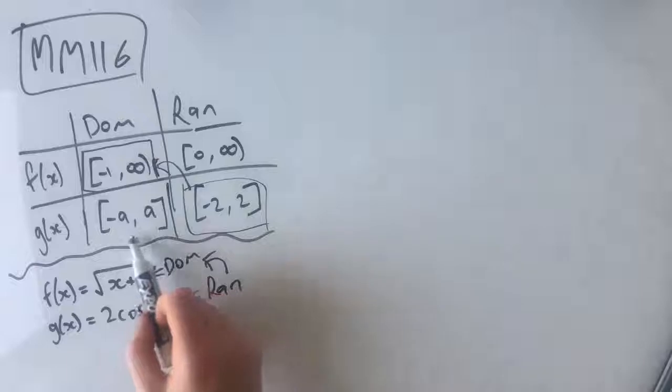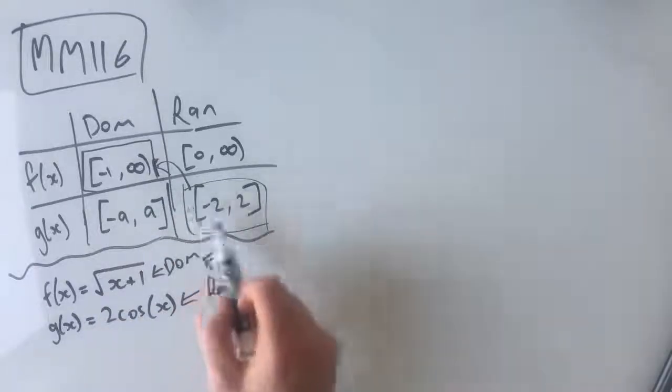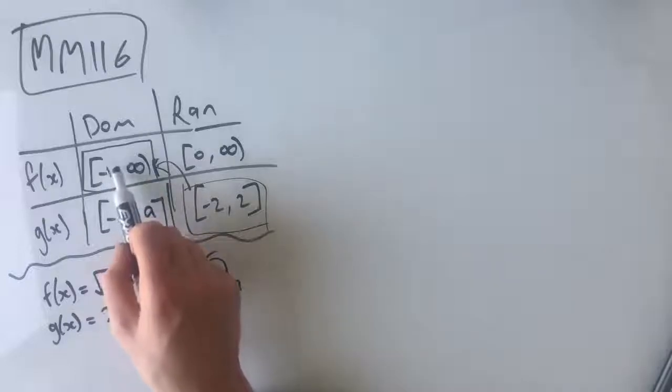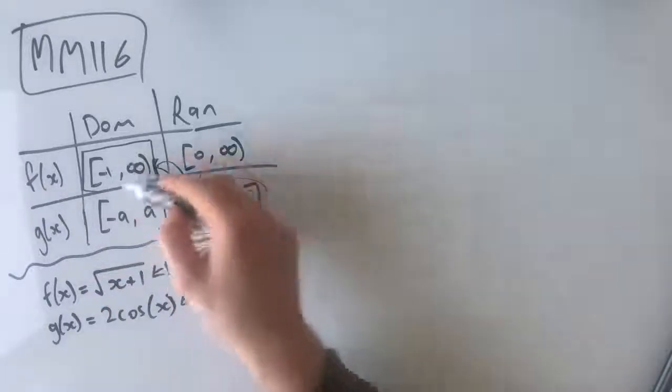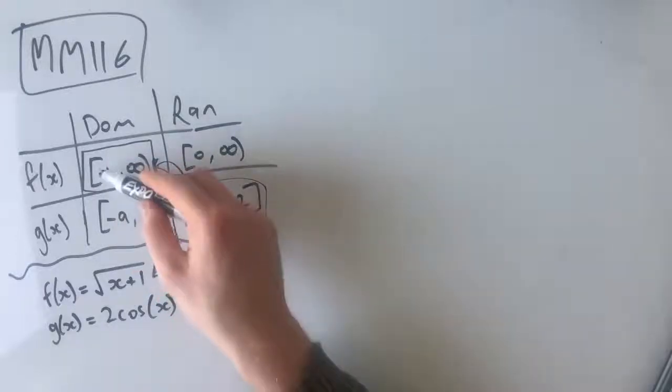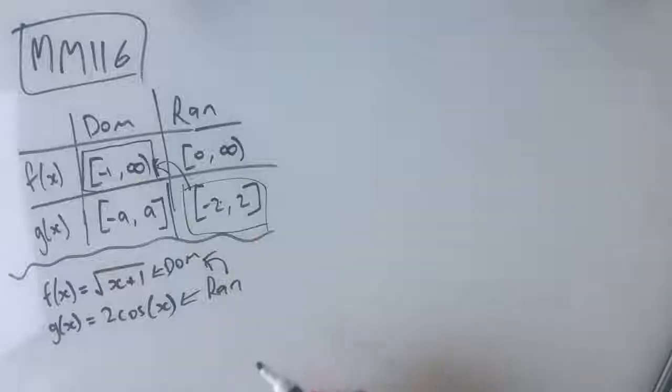Okay, so these numbers need to change so that this changes, and when this changes to be a subset of this, then the function will exist. This is not inside this because negative 2 is not between negative 1 and infinity. So this is not a function that exists yet.